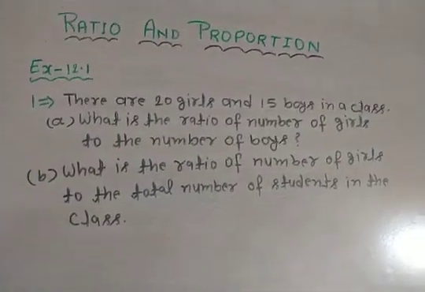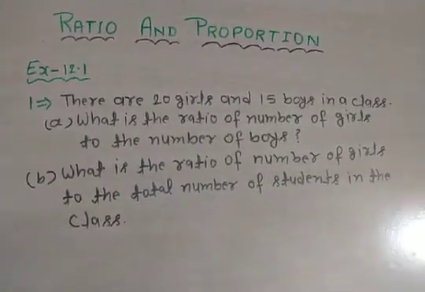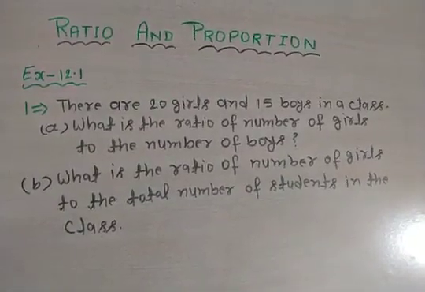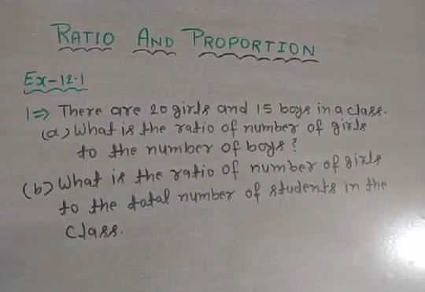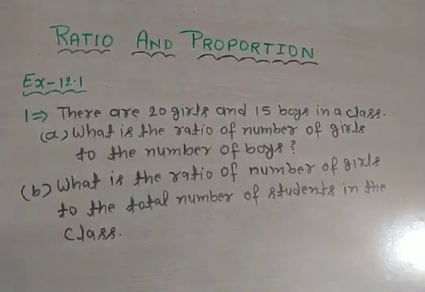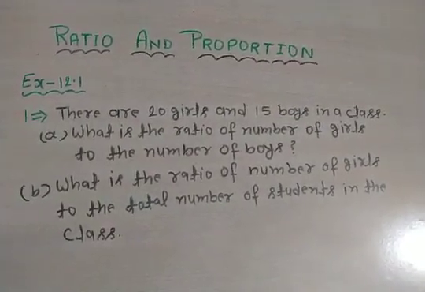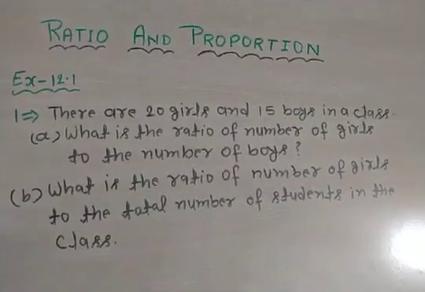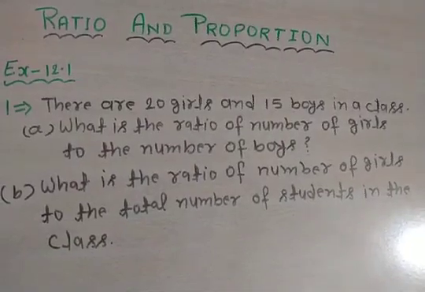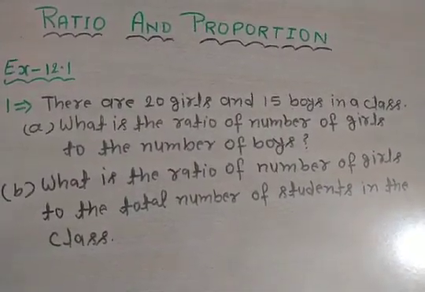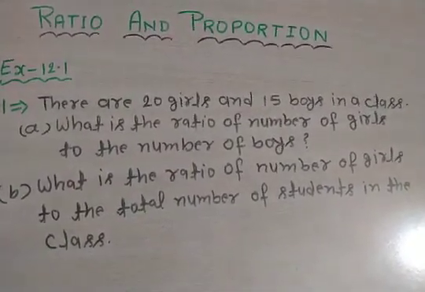So first you find strength of class. So here 20 girls and 15 boys. So total student in class is 20 plus 15. This is equal to 35. Okay. So now let's see how to solve it.